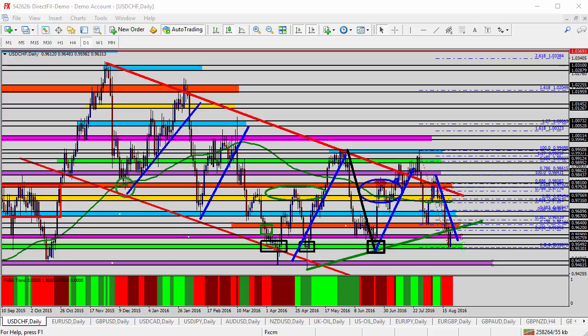Now we have a relatively slow news calendar for this entire week, and you want to be sure to check your financial calendars for the latest releases. So let's get started here on the USDCHF, the dollar franc. We're looking at the daily time frame.